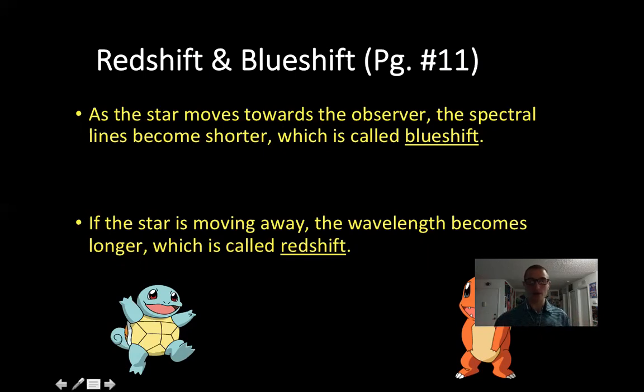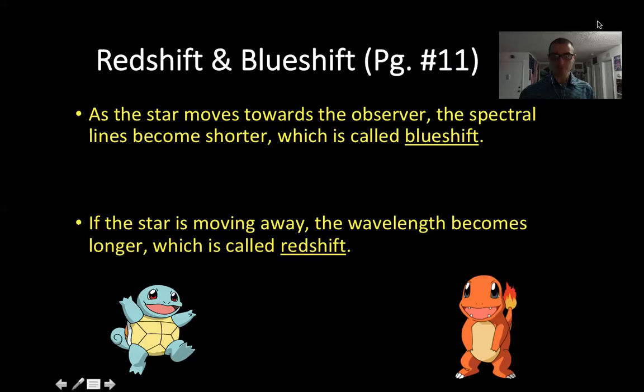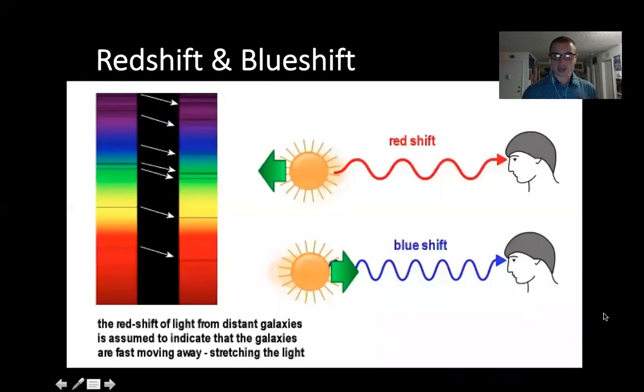I got Squirtle and Charmander here, Pokemon, right? Okay, just indicate nothing to do with space. Just a reason to put red versus blue, right? All right, let's move on.